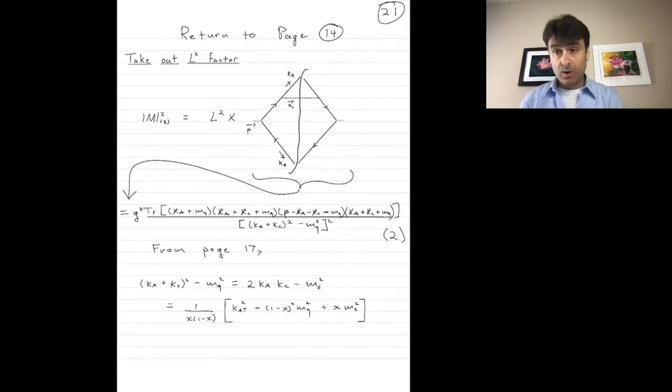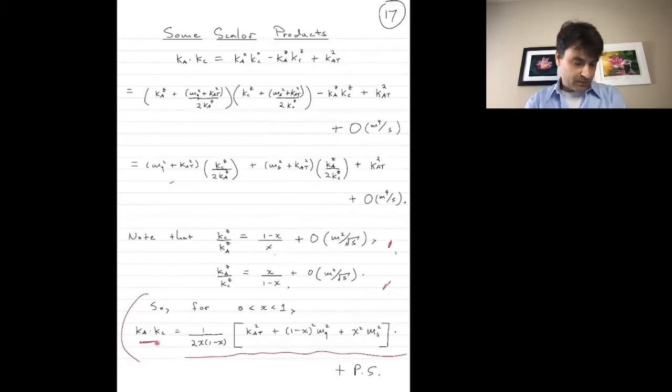Okay, and now all we need to do is substitute in the various expressions and approximations that we've assembled so far. So let's go ahead and do that with the denominator squared. We go back to page 17, and we recall that up to power suppressed corrections. Remember, we're taking s to be very large. Up to power suppressed corrections, we had this result.